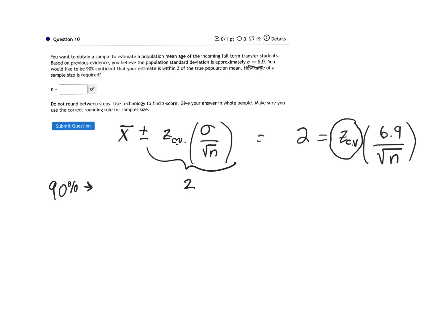You're doing 0.05 because, if you think about this, what's going on is you have 90% of the area in the center. You have 0.05 down here, 0.05 up here. So if you do right, you would do 0.95, because you'd have 95% to that point. If you do left, you do 0.05, and if you do center, you do 90. And that gives you the z critical value of 1.6448.